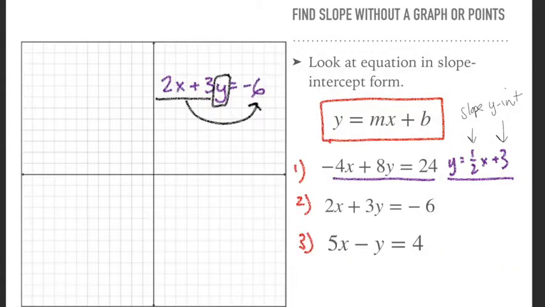Let's move on to equation number 2. Again, I want to move everything that is on this side of the equal sign to the other side so that I isolate my y by itself.